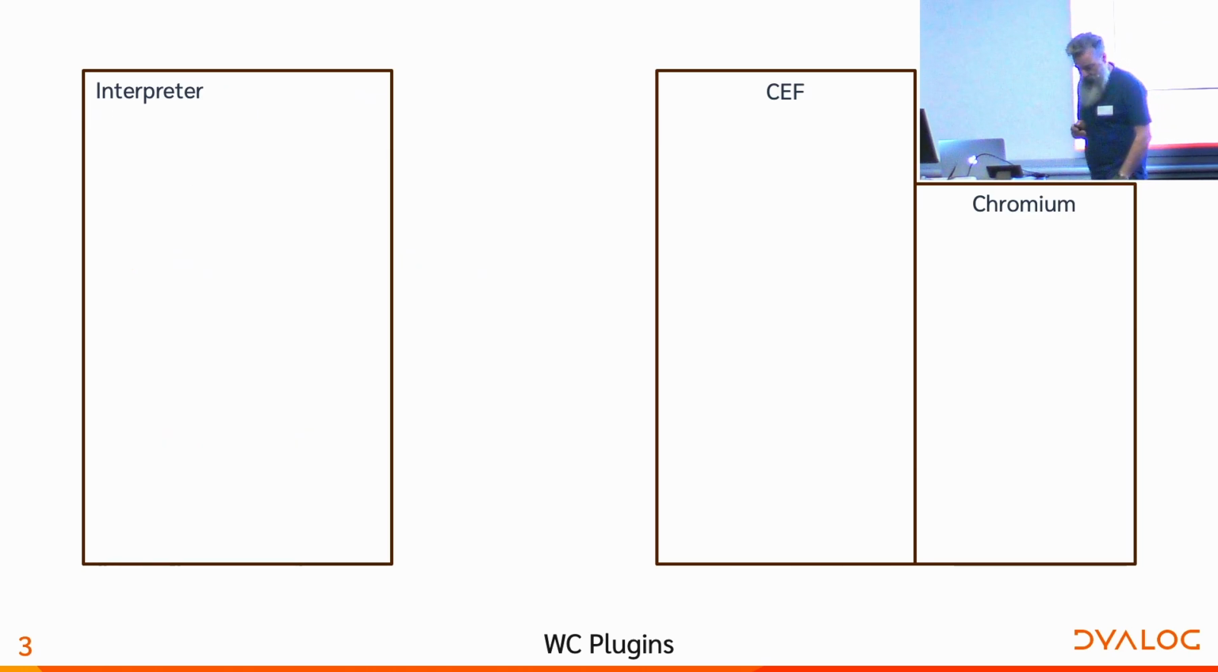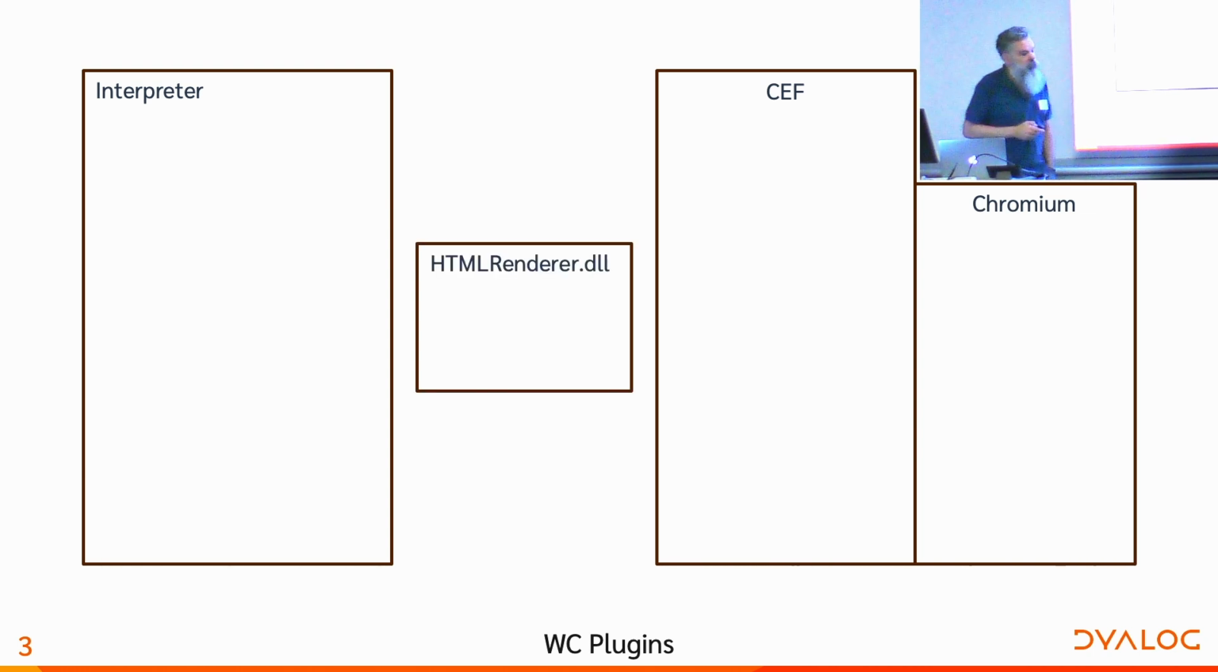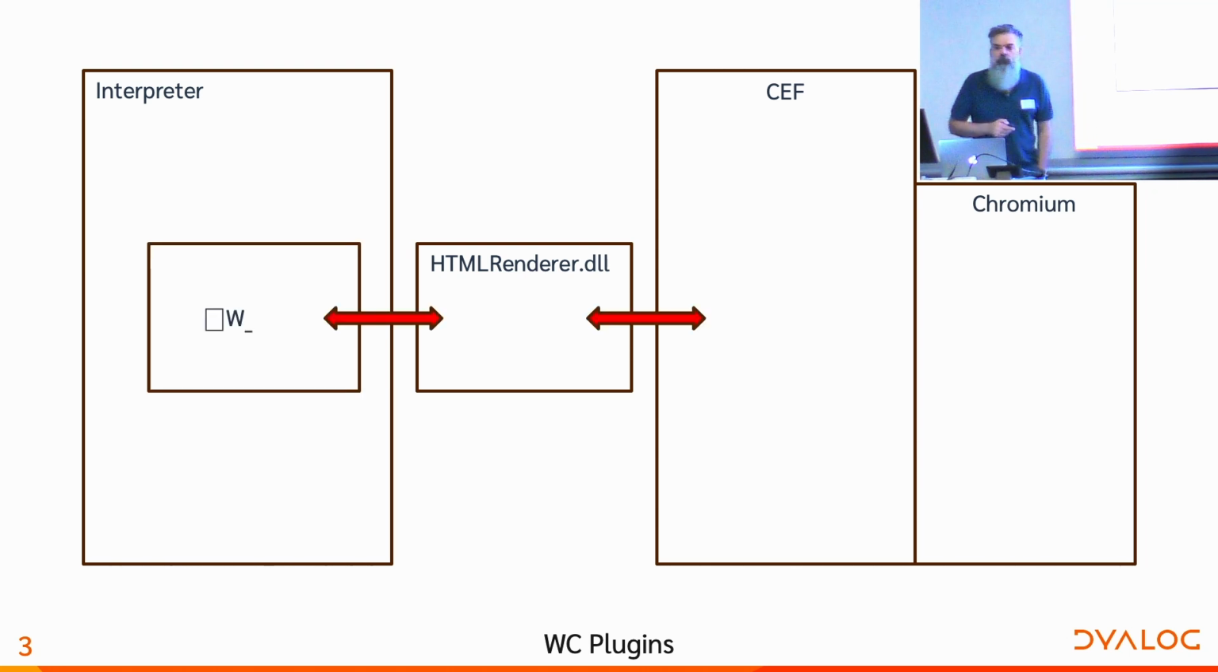Let me talk first of all about the HTML renderer. The HTML renderer architecture is comprised basically of two or three things. We have an interpreter on the left here, and then we have the Chromium Embedded Framework, which itself is a layer on top of several million lines of Chromium source code. In the middle we have this thing called the HTMLRenderer.dll, which talks to both sides. To be more precise, the interpreter, inside the code that does the Quad WC stuff, knows all about the HTML renderer explicitly.